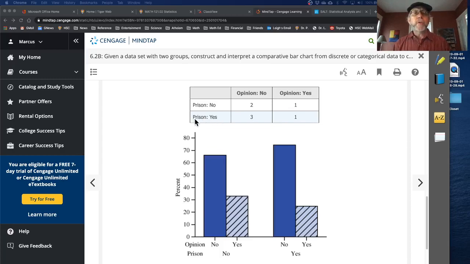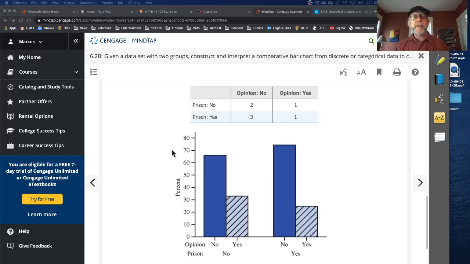And then in the second row of the table, we have the responses of those who did have direct acquaintance with serving time in prison. Of those individuals, three of them said that they did not think it was likely that a person released after 10 years would commit a crime again, whereas one of them said they thought it was. So we have those seven responses here broken down and categorized in terms of those who have direct acquaintance with prison and those who don't.